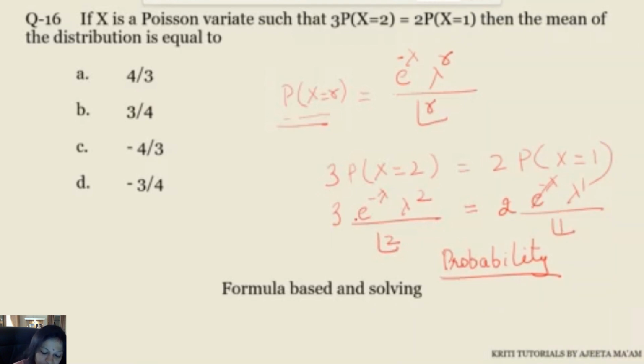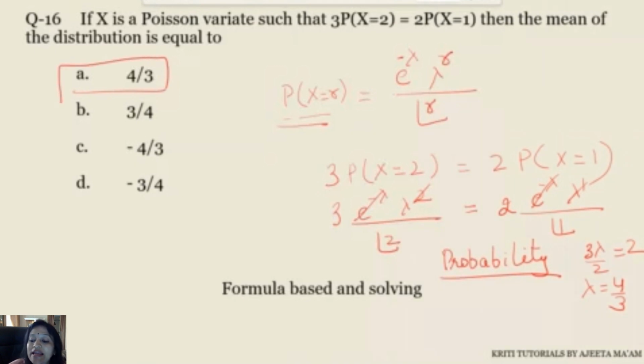Now e raised to minus lambda cancels out, so no need to worry that this value is not given to you. Correct. Now what can we do? Just simply solve it. One lambda will also cancel out. So what will you get? 3 lambda upon 2 is equal to 2. So what's the value of lambda? 4 by 3. Do we have the option? Yes. So it's a very simple calculation.